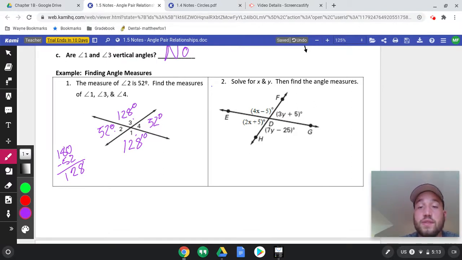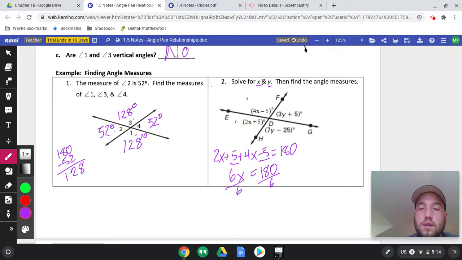On our next problem, same concept, but a little bit more challenging because now we've got some algebra in it. We have to find x and y. So let's start with our x's here, these two that I put a dot on. Those would be an example of a linear pair. They're right beside each other, so we're going to add them together, and they will add up to equal 180. 2x and 4x combine to 6x, plus 5 minus 5 here. Those cancel out. If you want to put plus 0, you can, or you can just put equals 180. We divide by 6, and we get x equals 30.